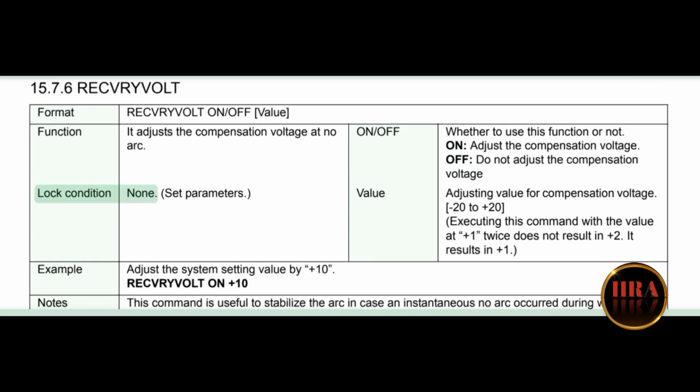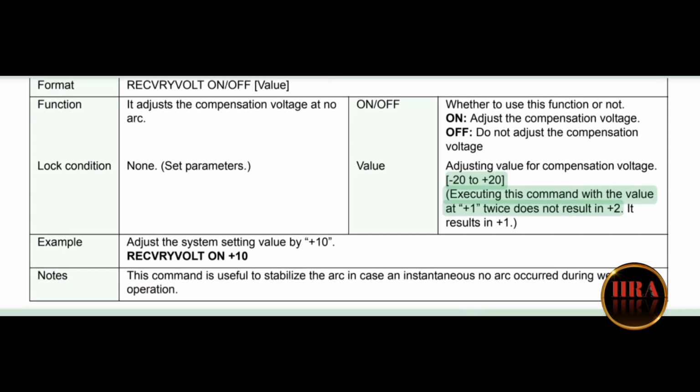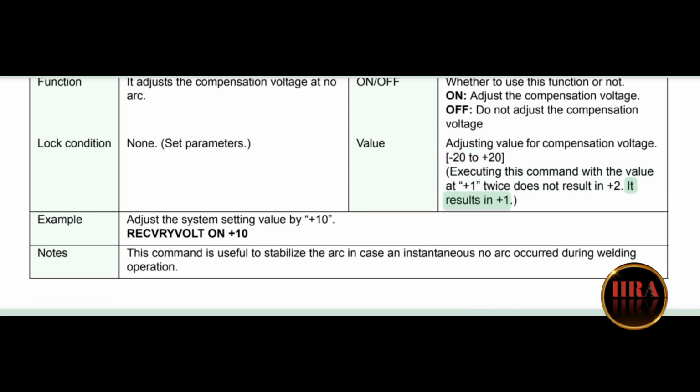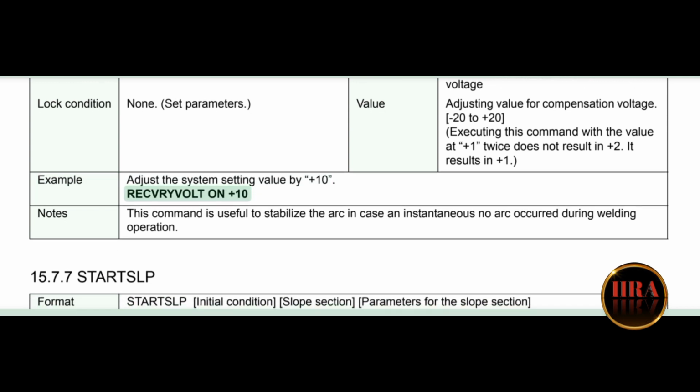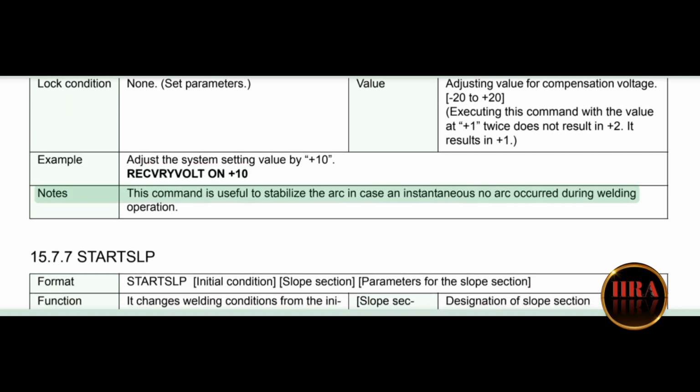Lock condition: none. Set parameters. Value: adjusting value for compensation voltage, -20 to +20. Executing this command with the value at +1 twice does not result in +2. It results in +1. Example: adjust the system setting value by +10. RECVRYVOLT on +10. Notes: this command is useful to stabilize the arc in case an instantaneous no arc occurred during welding operation.